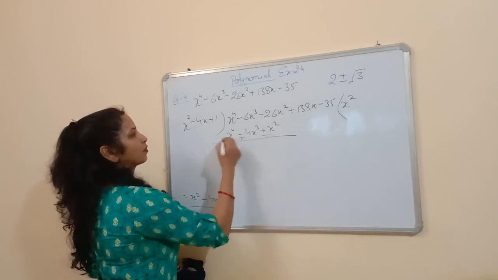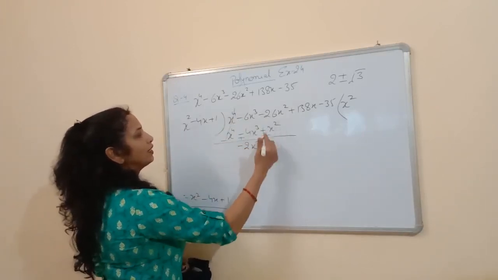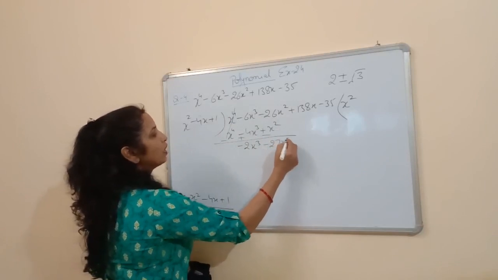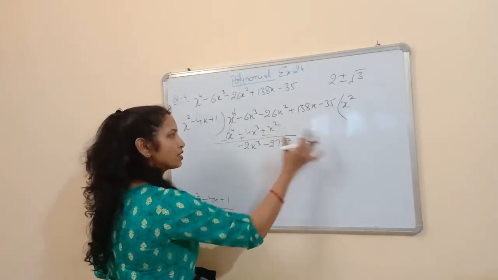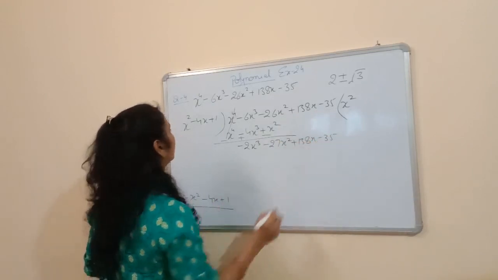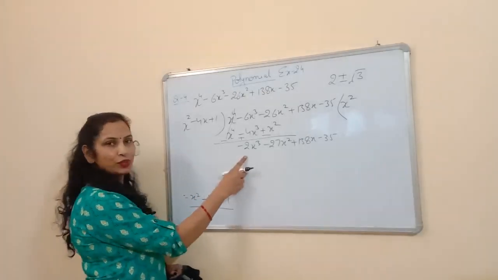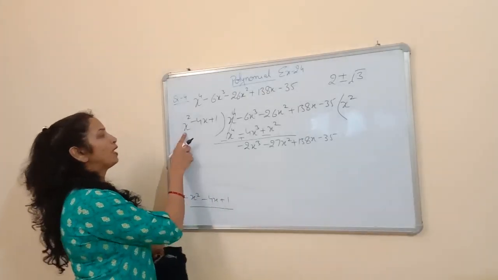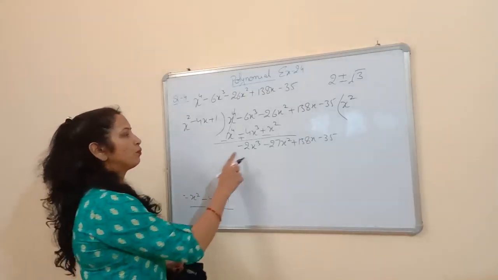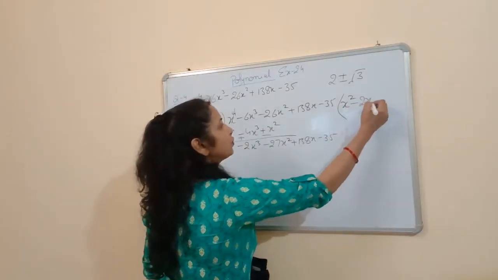So it is how much? Minus 2x cube, and then minus 27x square, and then you bring down all the remaining terms, 138x minus 35. So by which number should you multiply x square to get minus 2x cube? Now think, what will you multiply x square by to get minus 2x cube? So we will multiply it by minus 2x.